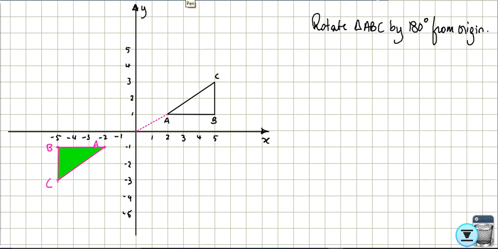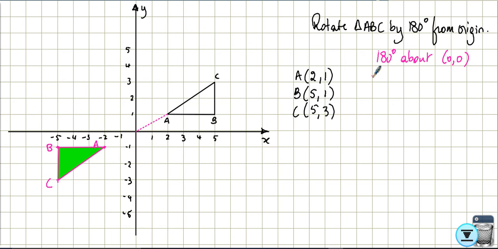Alright, so our original shape was 2, 1, 5, 1, and 5, 3. We did a rotation of 180 degrees about the origin. And our image became ABC: minus 2, minus 1, minus 5, minus 1, and minus 5, minus 3.